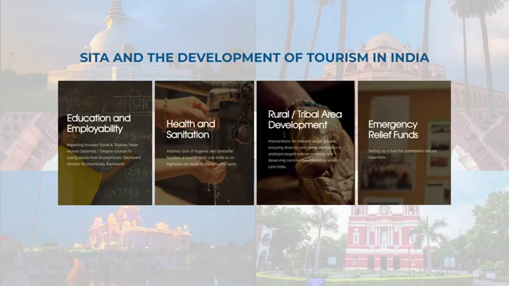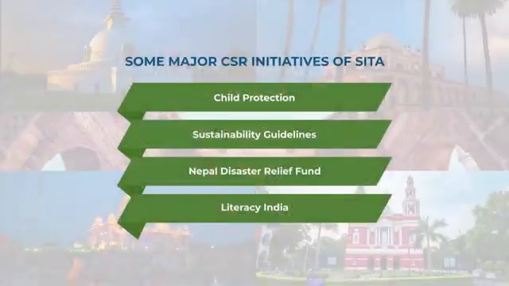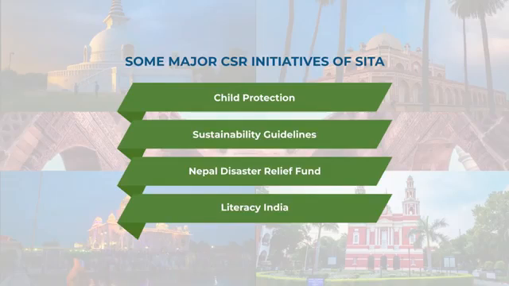They work for education and employability. They work for health and sanitation facilities. They work for rural and tribal area development, and they also extend their hand in case of emergency relief funds. A few are the major initiatives done by SITA as a part of their CSR. They have a workshop regarding child protection, particularly in Kerala and Goa, and they sensitize different hoteliers as well as trade partners about the vulnerability of children to sexual exploitation.